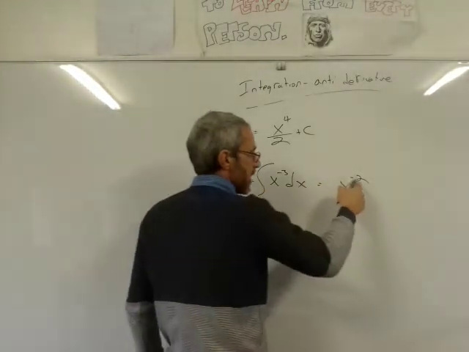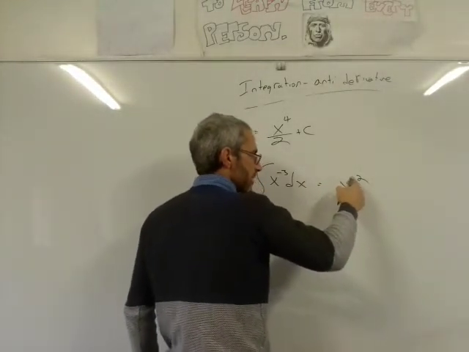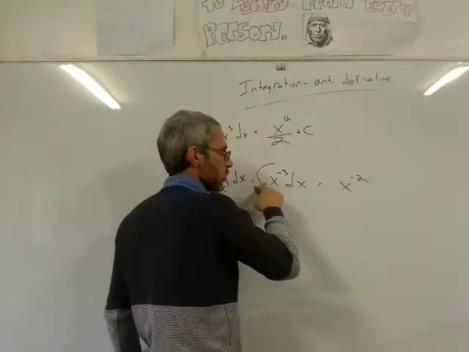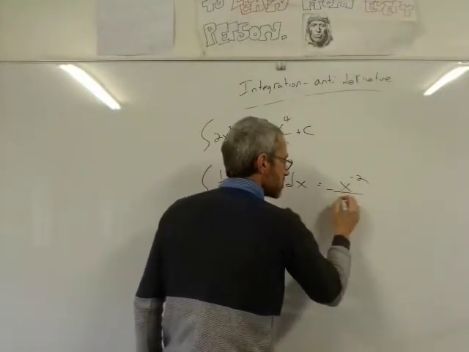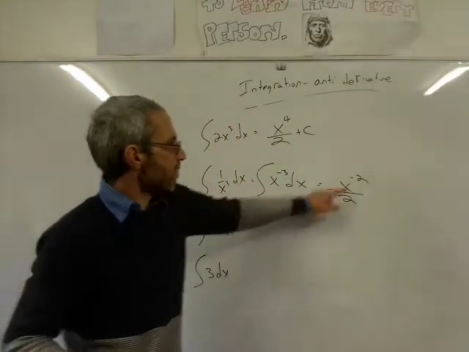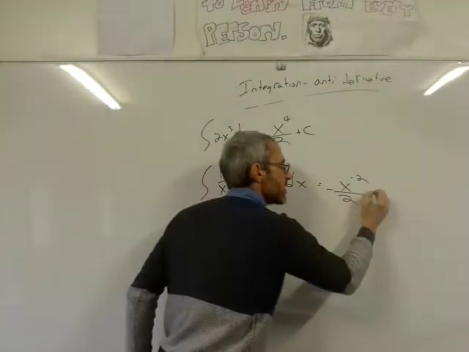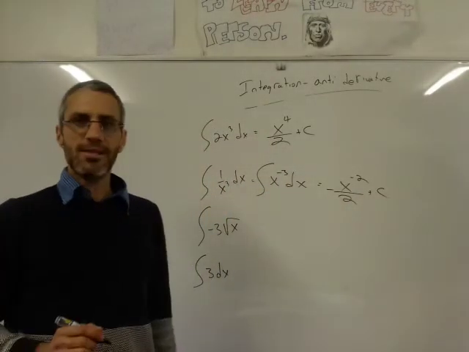Then I say, if I do the derivative of that, I'm going to have minus 2 times x to the power minus 3. I don't have minus 2, so I need to divide by minus 2. Dividing by minus 2. Now minus 2 divided by minus 2 will be 1. And obviously, I'm adding the c.